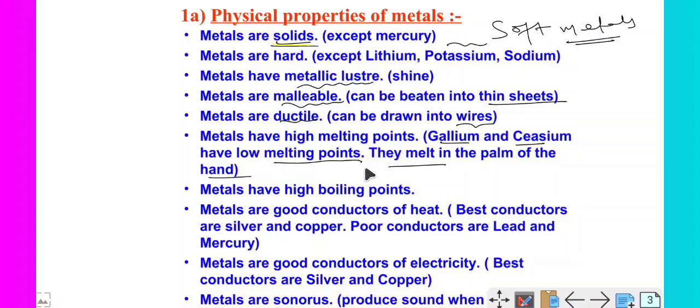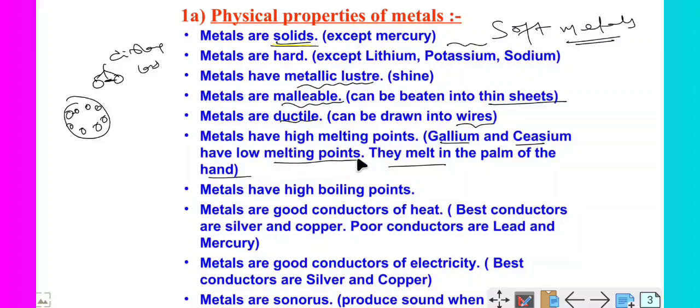That means if metals are solid, there is a force of interaction between the particles. See, this is one particle, so all the particles are densely packed. That means the distance between two particles is very less, and the force of interaction between them is very strong. So in order to break this bond between two particles, we need a high amount of energy. That is the reason all metals have a high melting point.